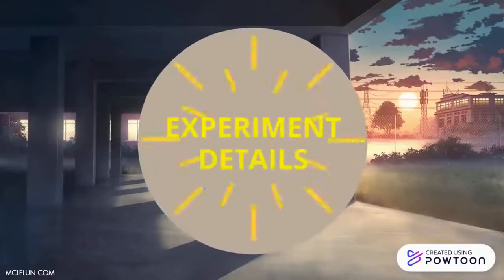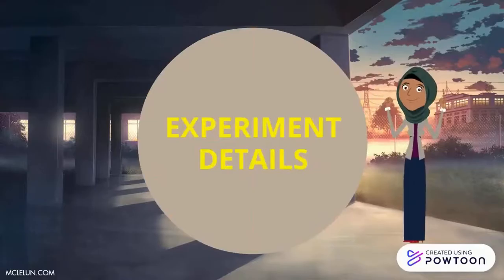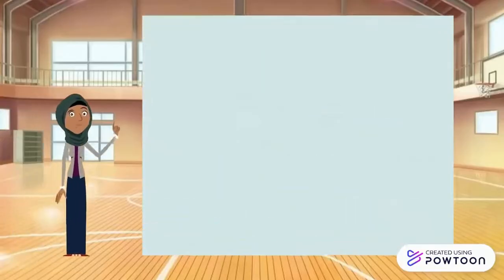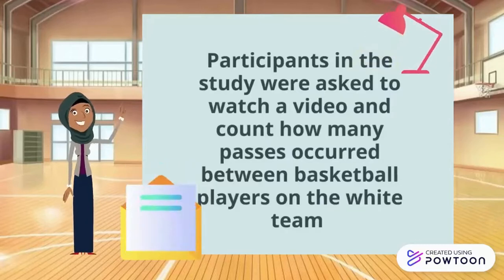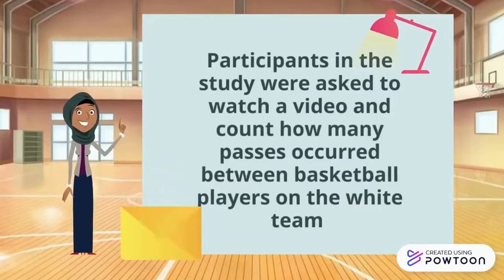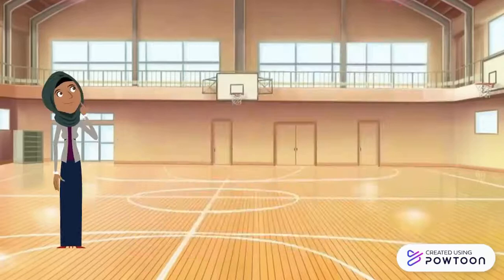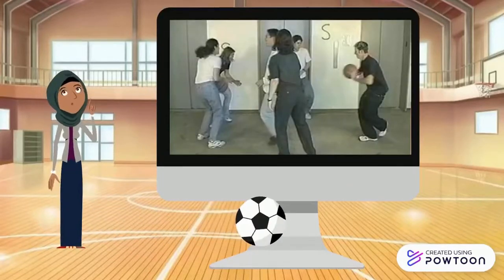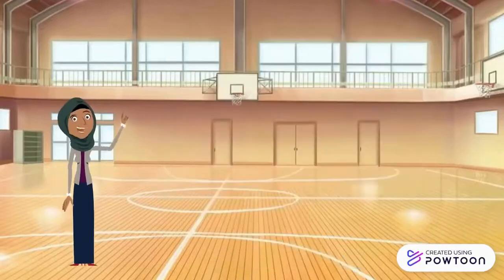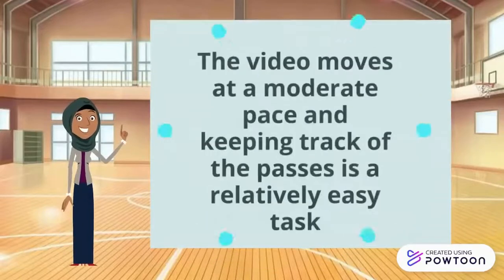Experiment details. First, the participants in the study were asked to watch a video and count how many passes occurred between basketball players on the white team. Then, the video moves at a moderate pace and keeping track of the passes is a relatively easy task.